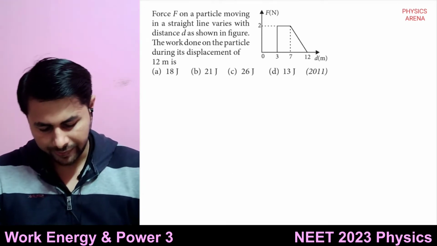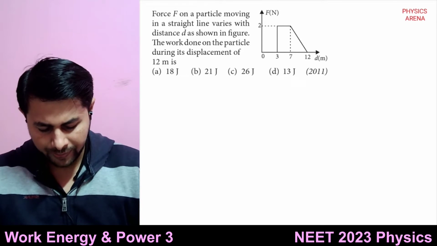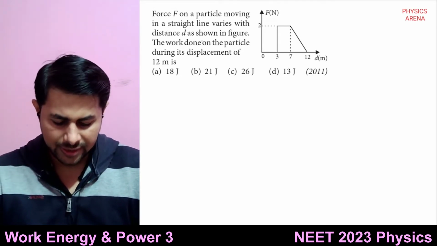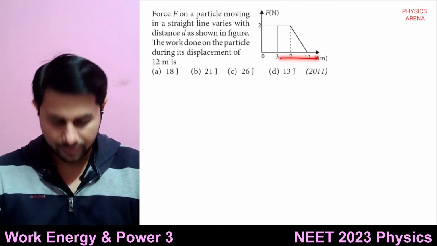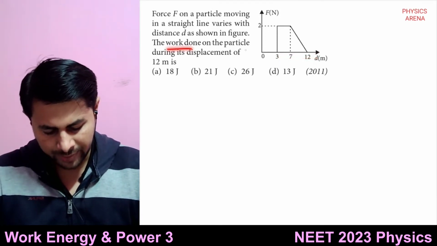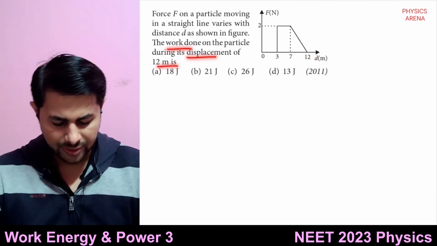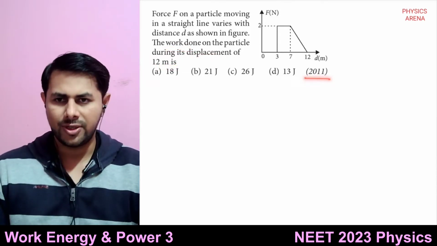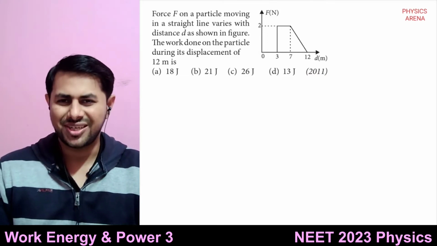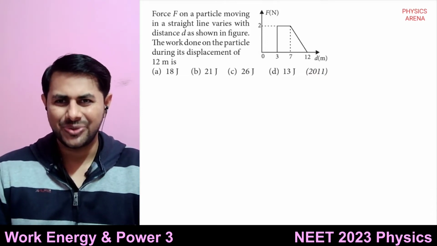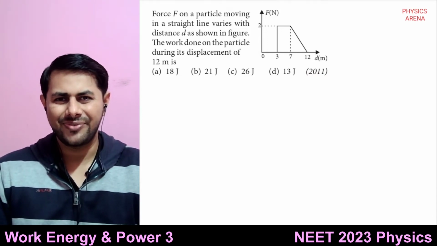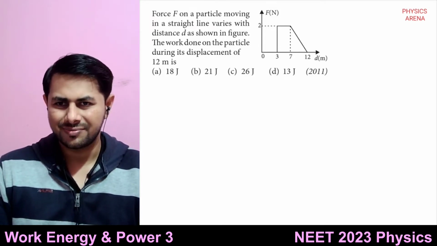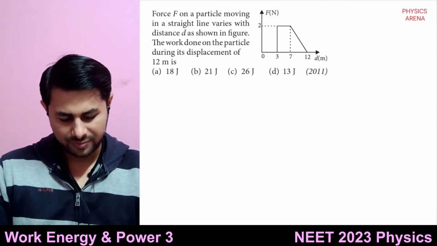So this question: force F on a particle moving in a straight line varies with distance d as shown in the figure. The work done on the particle during its displacement of 12 meters is. So this is from NEET 2011. Very simple question. Tell me the answer. So we know work done is equal to what? Area under the force versus position curve. 13 joules.